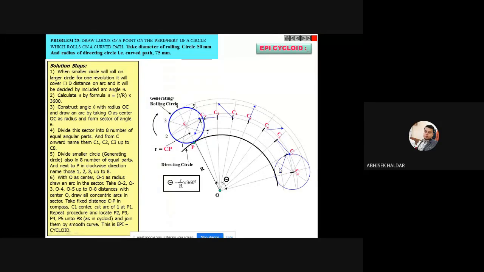That means somewhere over here I will get, from C8, which line I should cut? The 8th line. That means this will just again come to the base arc line. Okay, so that is the final point. The P point will again come back and touch the directing circle.